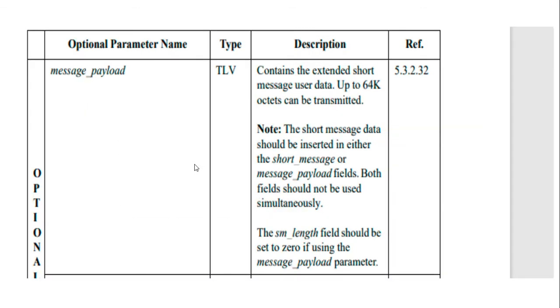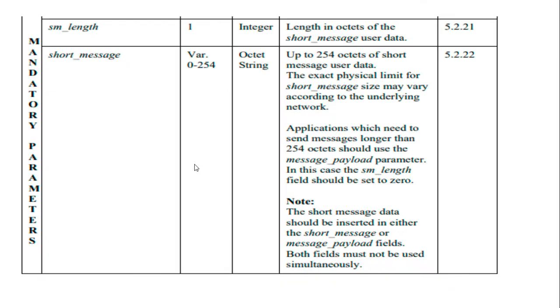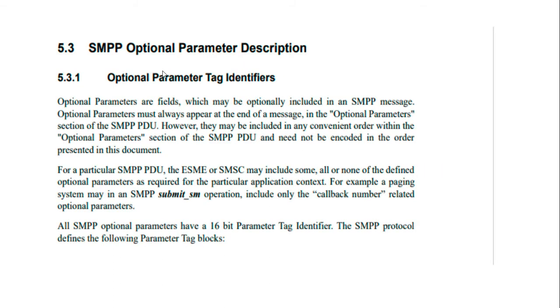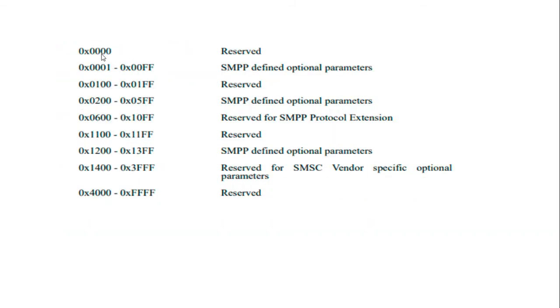Now let's discuss the optional parameter tag values. Up to 0 is reserved. These, 1 to FF, are for SMPP defined optional parameters. These are also reserved for future use. This range is also defined as SMPP defined optional parameters. These are SMPP protocol extensions, so hex 600 to hex 10FF is defined as protocol extensions.